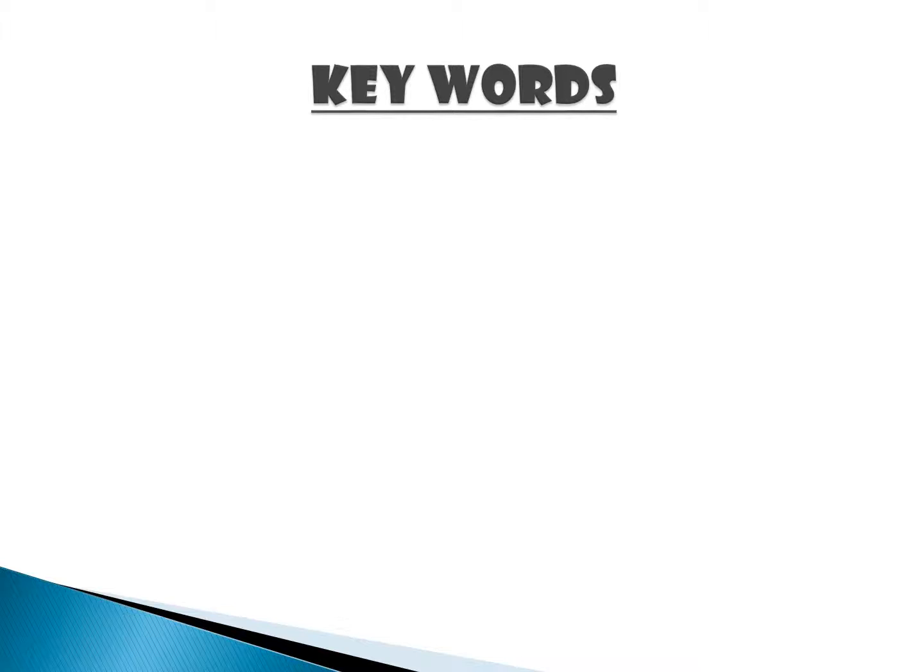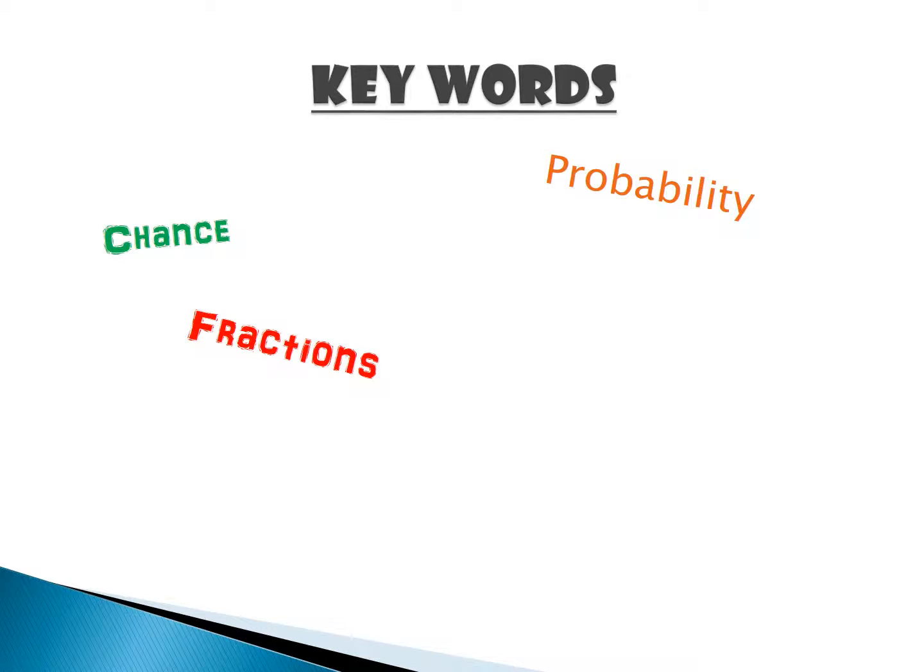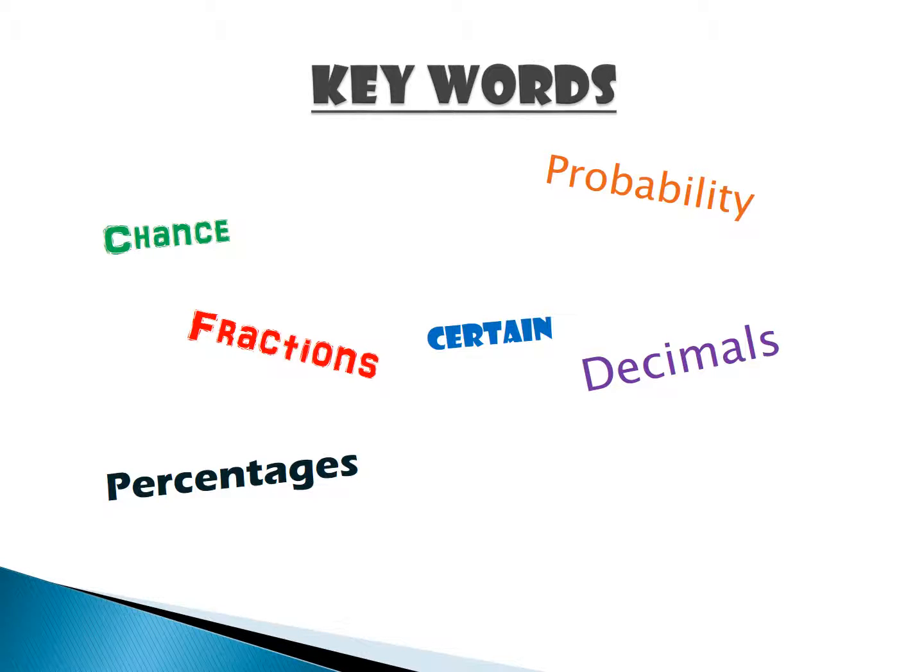Let's recap on some of the key words. The first is probability. This is how likely something is to happen. It may also be known as chance. We had fractions, decimals, and percentages. We identified probabilities that were certain and impossible, and those that had an even chance.